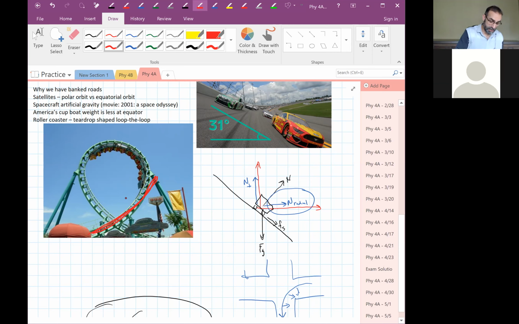So most roller coaster loop-the-loops you see are teardrop shaped like this. They have a big radius of curvature at the bottom where the car is going really fast. And when the car slows down, they tighten that radius of curvature to keep the centripetal force on the people so that they are pressed into the car.